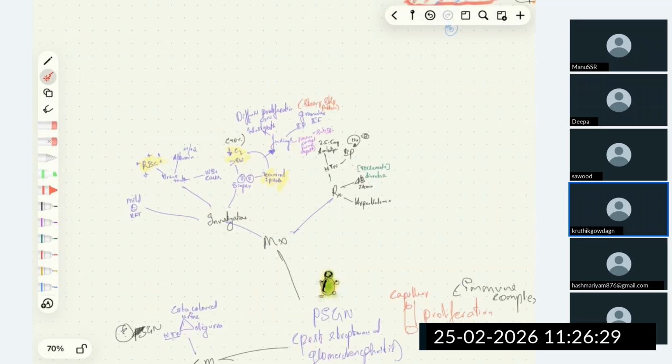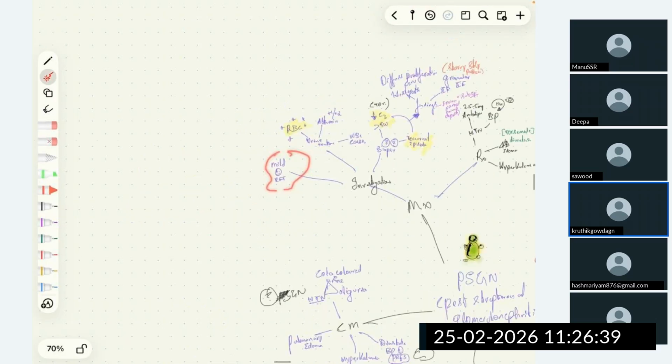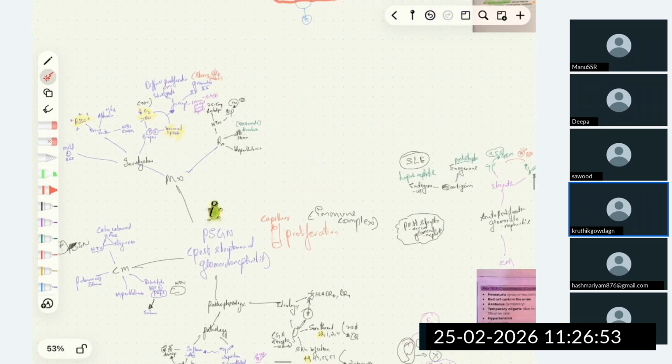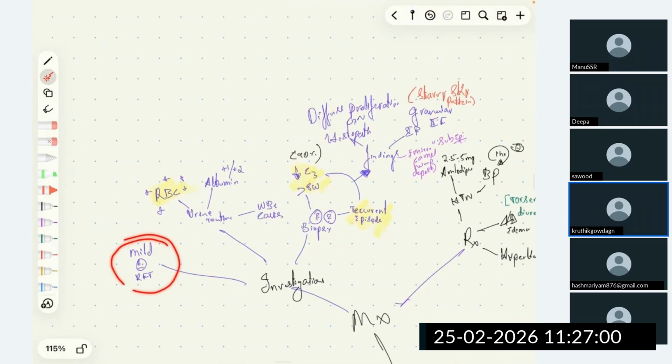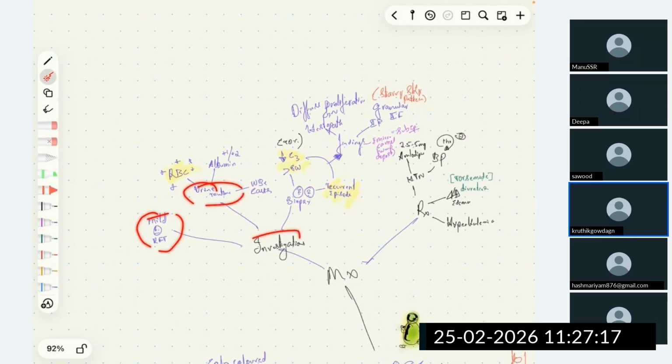The post-streptococcal glomerulonephritis investigations are, in all the patients who present with renal failure, we do renal function test. We see mild impairment in parameters which are tested in renal function test. The parameters are severely impaired in case of RPGN, that is rapidly progressive glomerulonephritis. We see only mild impairment in renal function test. And when we do urine routine, we all know that we will see RBC casts, WBC casts due to inflammation. Albumin may be 1 plus, 2 plus. Proteinuria is minimal. These are the basic investigations that we do in PSGN.